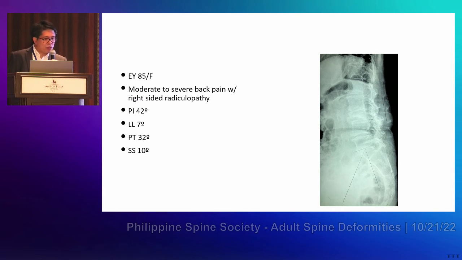So the measurement: the pelvic incidence is 42 degrees with lumbar lordosis of 7 degrees. So you can see the big discrepancy. So around 35 degrees pelvic incidence lumbar lordosis mismatch. Pelvic tilting is 32 degrees. It's very high.